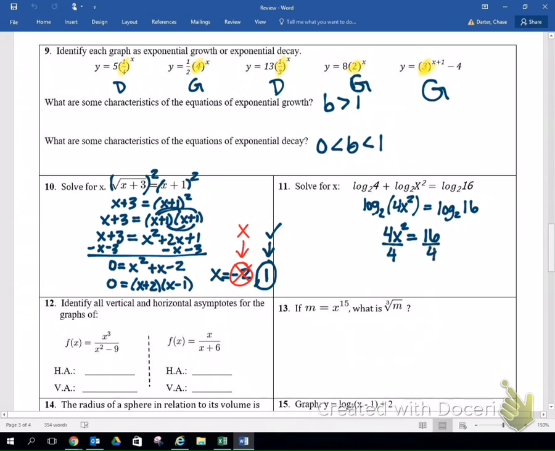And then this, we just got to solve for x. So x squared equals 4. And then we got to take the square root of both sides to finish getting x by itself. So x equals plus or minus 2.